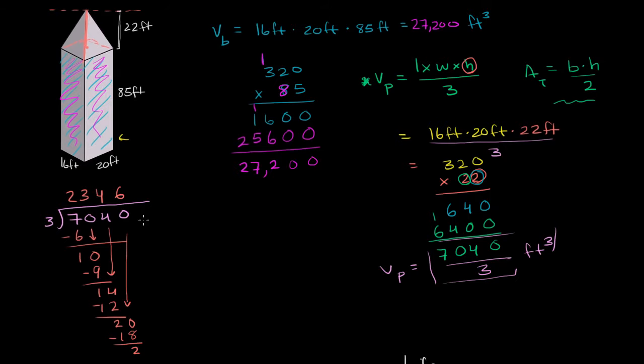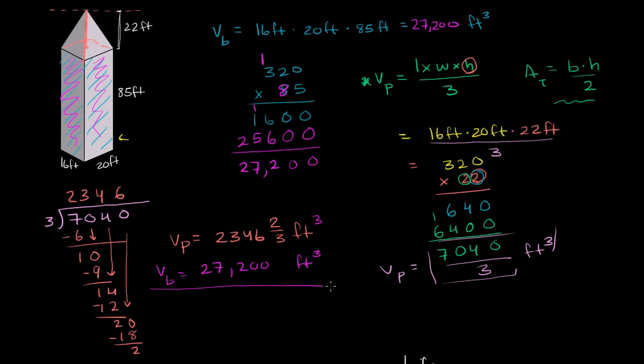We could keep going and have a decimal, or we can just write that the volume of the pyramid is 2,346 and 2 with the remainder, so 2 and 2/3 feet. And 2/3, if we kept dividing, we would get 0.66666, and we would just keep on repeating forever. So that's the volume of the pyramid. We already know the volume of the base. The volume of the base is, let me align things, 27,200 feet cubed. These are both in cubic feet.